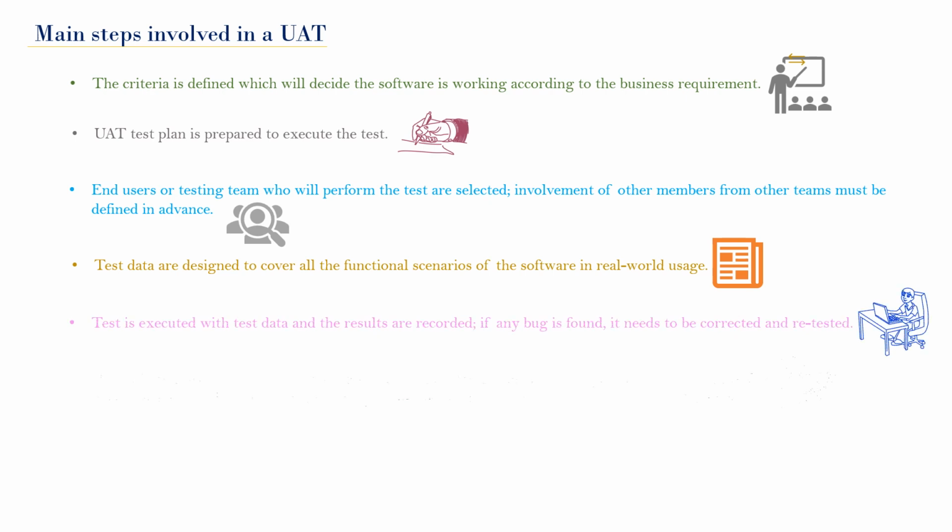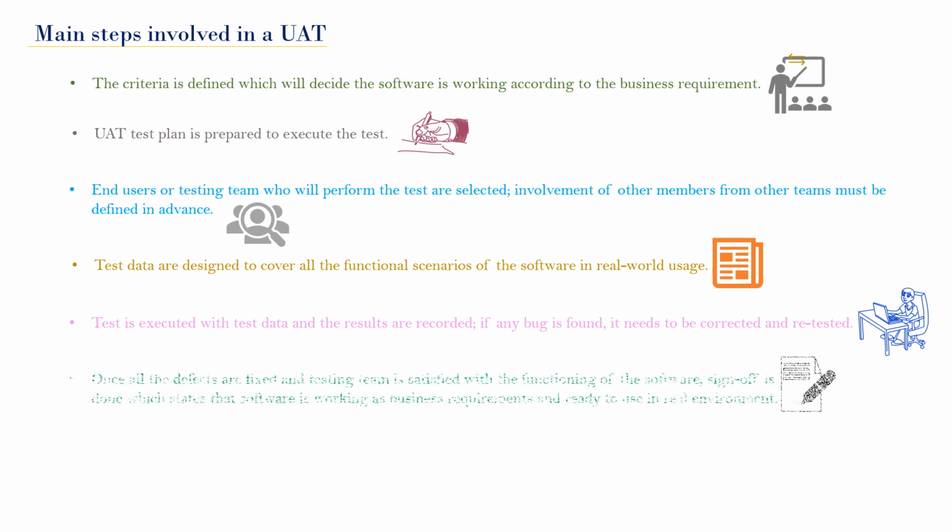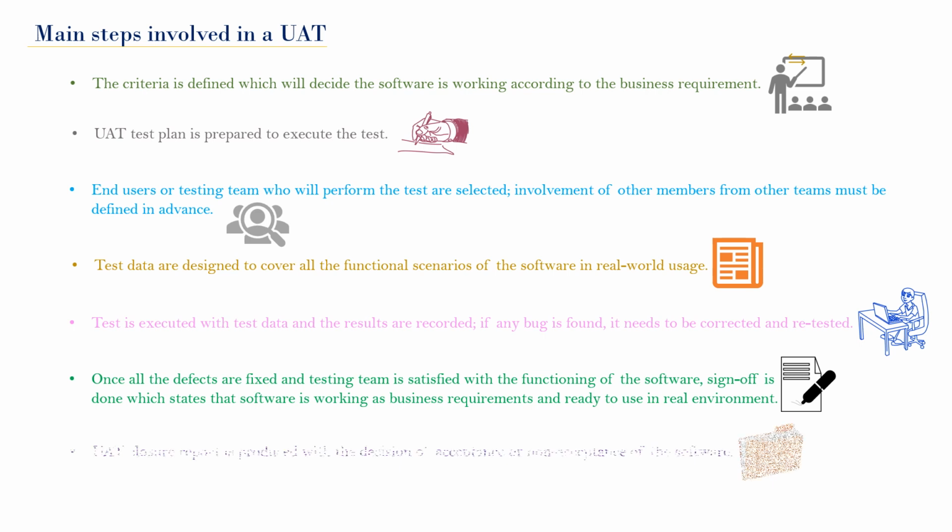If any bug is found, it needs to be corrected and retested. Once all the defects are fixed and testing team is satisfied with the functioning of the software, sign off is done which states that software is working as business requirements and ready to use in real environment. UAT closure report is produced with the decision of acceptance or non-acceptance of the software.